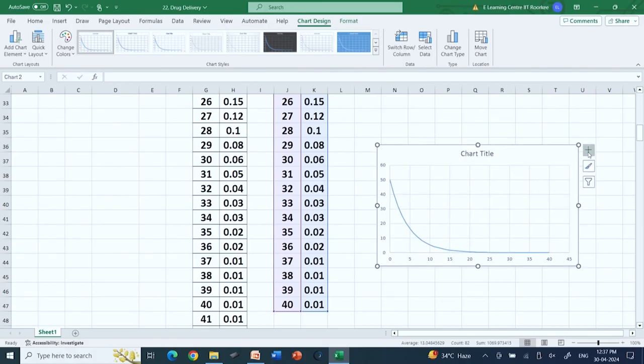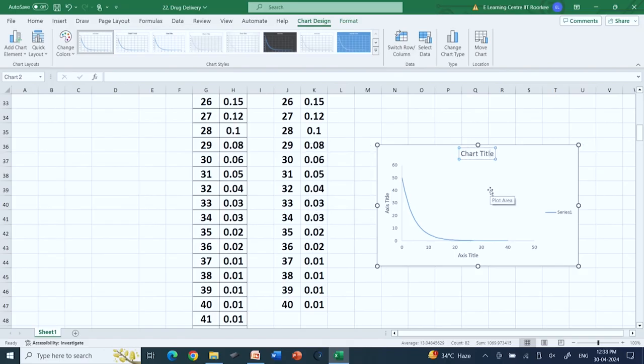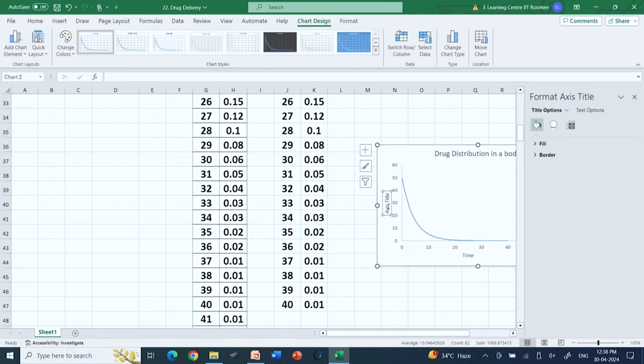So if I click this plus sign, I see I don't want the grid lines, I want the axis, I want axis title, and if you want you can have the legend. So if I want to change the chart title, I click here and you just say drug distribution in a body. This is your time. This is the concentration of the drugs.